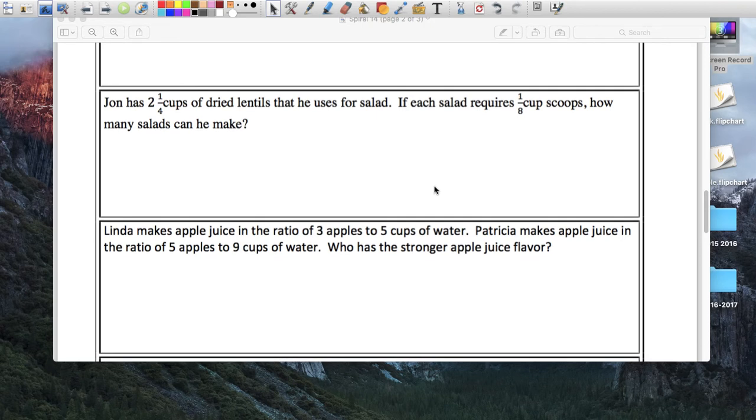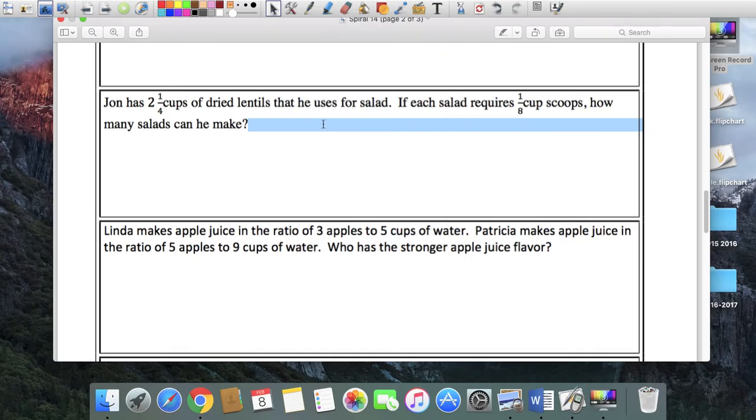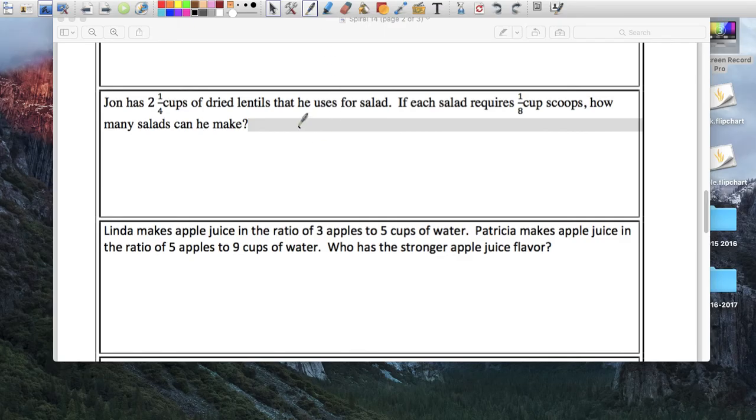John has 2 1/4 cups of lentils that he uses for salad. Each salad requires 1/8 cup scoops. How many salads can you make? Well, let's find out. 2 1/4 divided by 1/8 scoops. How many of these can I get out of 2 1/4? Well, let's change.